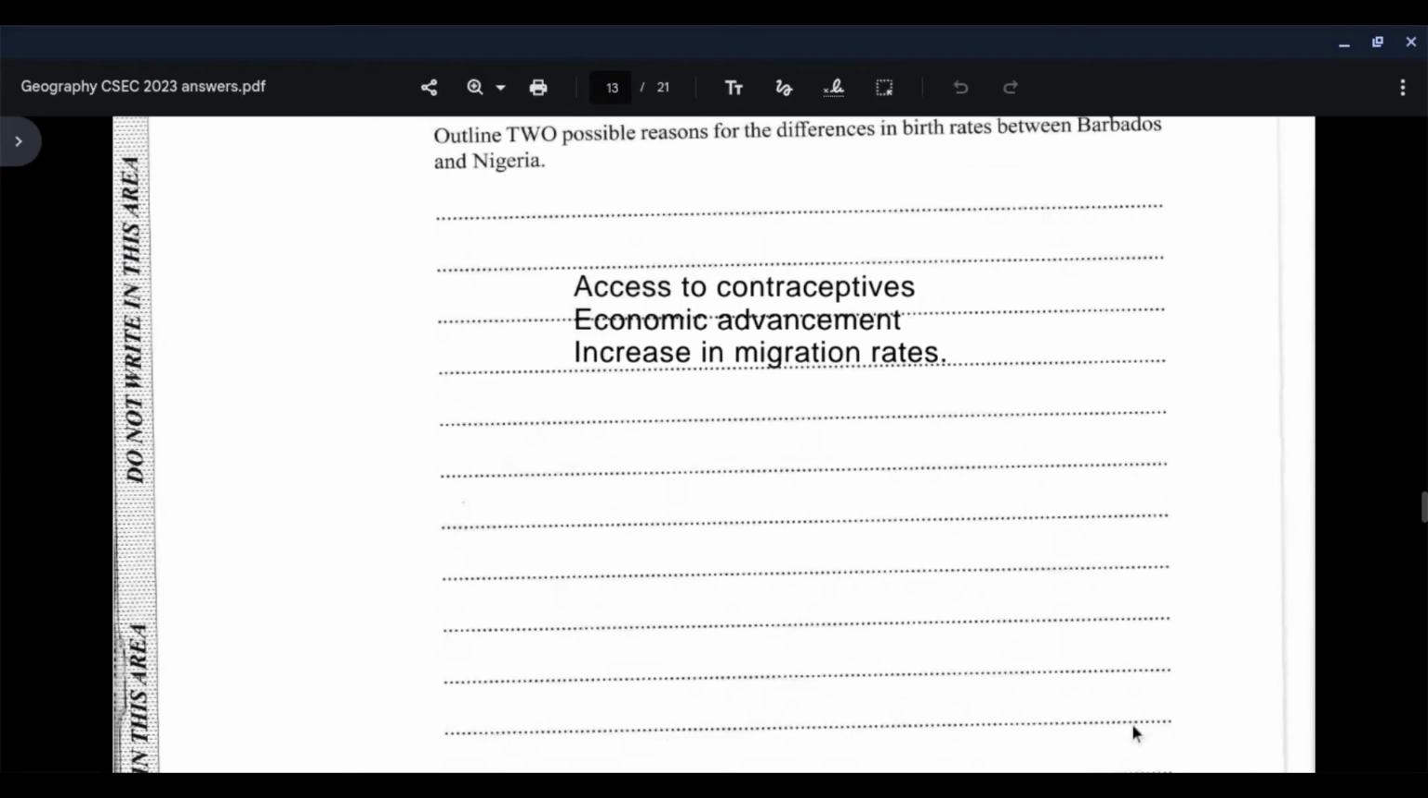Population data is influenced based on the amount of persons living within these areas. So Nigeria has a lot more people than Barbados. Barbados has thousands, while Nigeria has millions. Once you're able to list two possible reasons, then 4 marks should be yours.